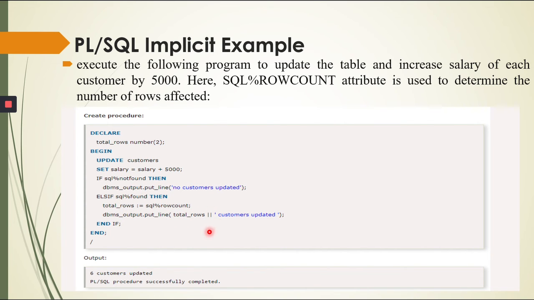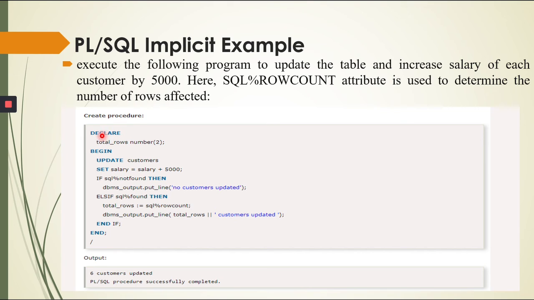The double bar is the concat operator, and in bracket I write 'customer updated'. Whatever I write in the bracket is directly displayed. It works like a printf statement. Okay, after that, END IF with semicolon. Okay, and slash. All these things, how to write the block, I explained in the previous lecture.